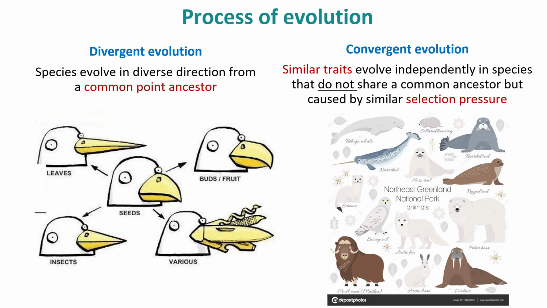Okay, there are two different types of evolution. So we have divergent evolution and we have convergent evolution. So in divergent evolution, the species will evolve towards multiple directions from a common point ancestor, and they would end up looking pretty different. Okay, so they're diverging. A good example is mammals, birds, fishes, reptiles, and amphibians that all come from a common vertebrate ancestor. Yet they've evolved into very different groups of animals.